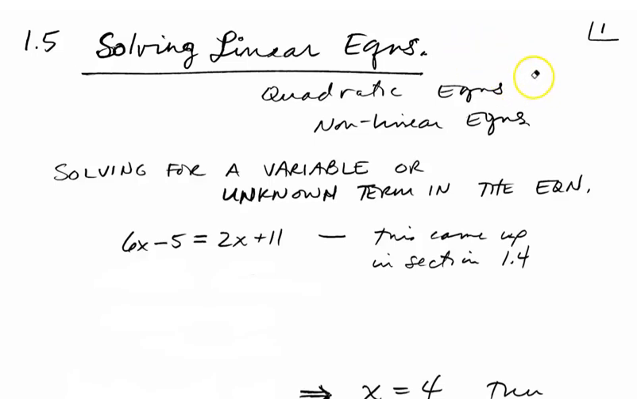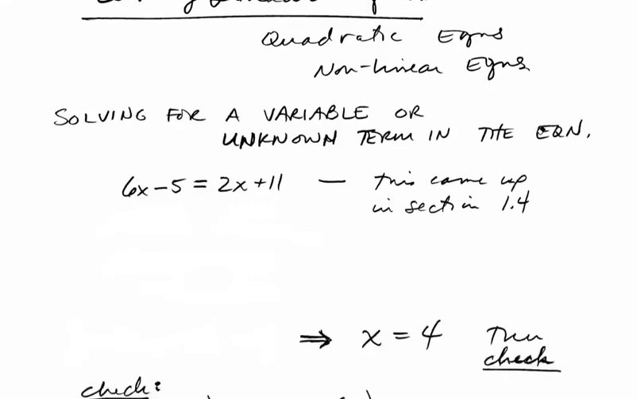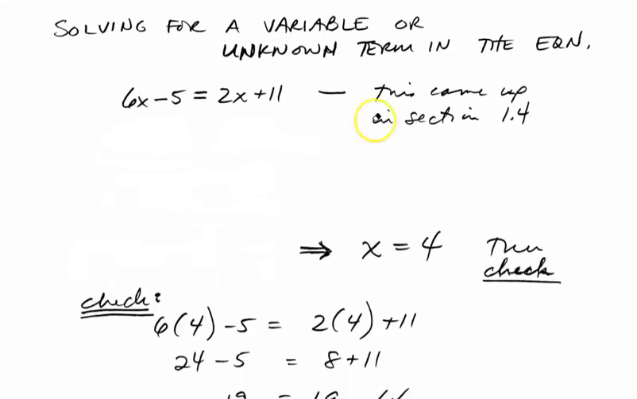So solving linear equations, quadratic equations, and then nonlinear equations. And quadratic equations would be those second order equations. And that famous equation came up the other day, and it'll come up today, the quadratic formula, which is solving for our roots. So solving for a variable or an unknown term in an equation, that's what solving an equation would look like. And so we ended up really, like I said, in section 1.4, dealing with things like this. It certainly came up during the simplification and when we were rationalizing.